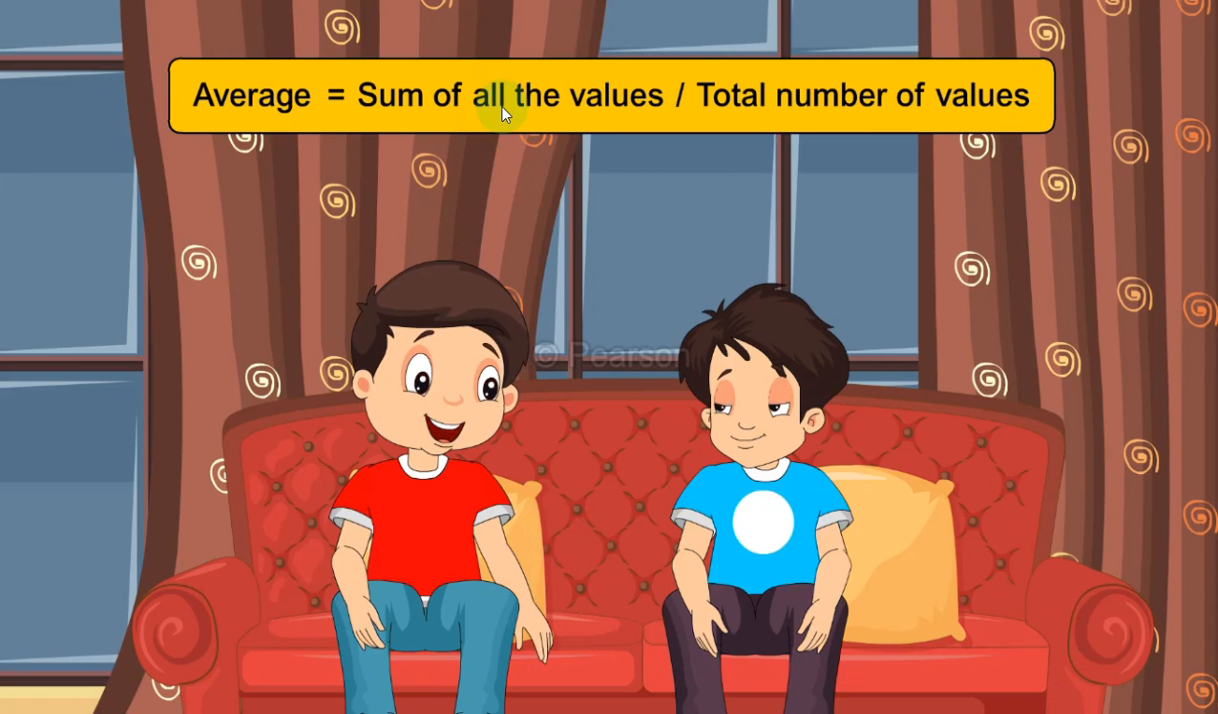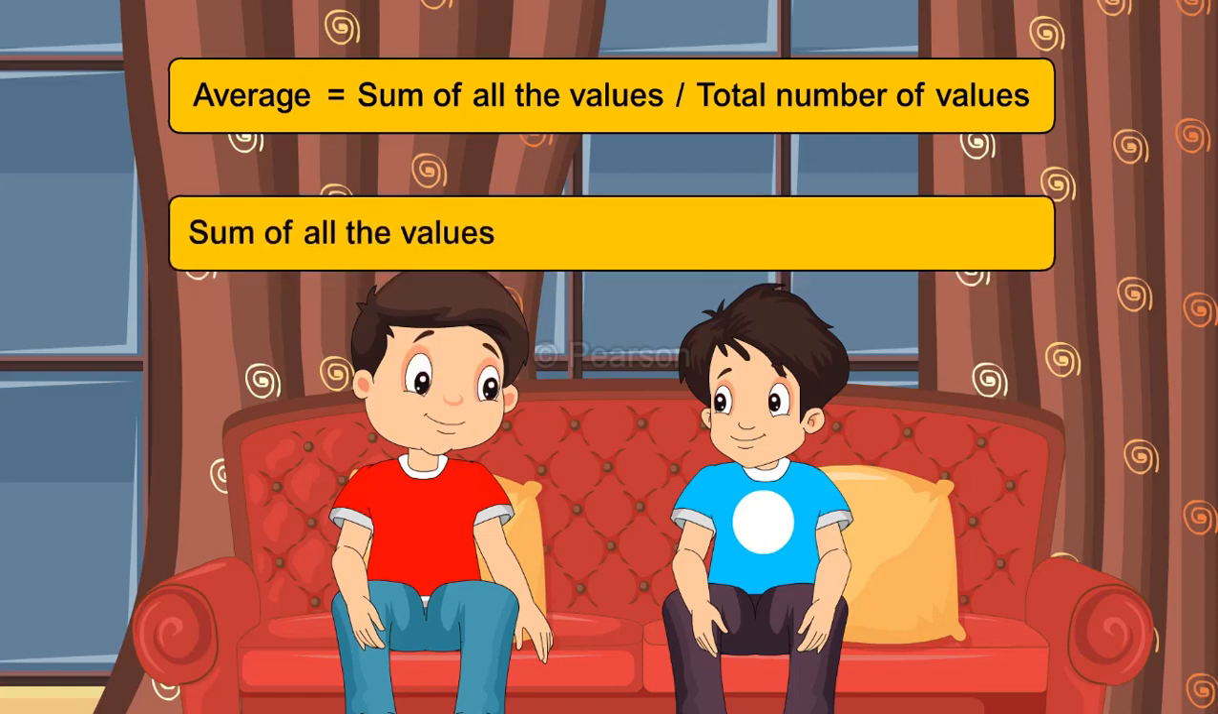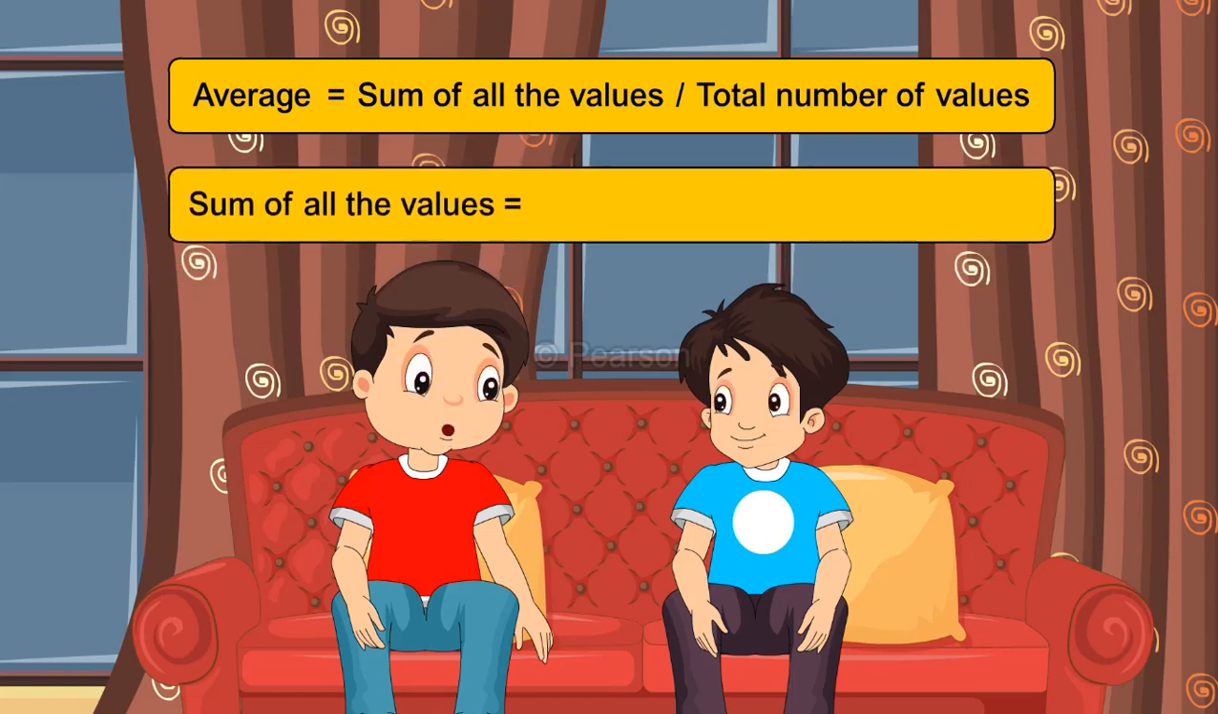So average is equal to the sum of all the values divided by the total number of values. If average is multiplied by the total number of values, then it gives the sum of all the values. Sum of all the values is equal to average multiplied by total number of values. So your friend is giving you another piece of information.